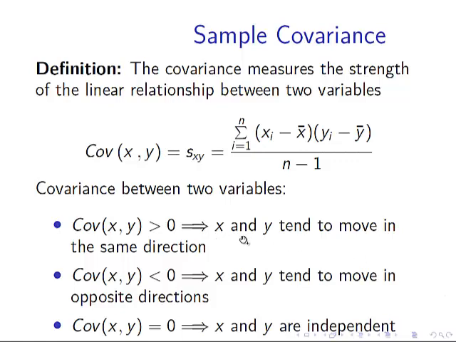What does it mean that x and y tend to move in the same direction? It means that if one of the variables increases, then the other variable also increases. Here, if one of them increases, the other one decreases. But if covariance is equal to 0, it means that we cannot find the relation between x and y because they are independent variables.